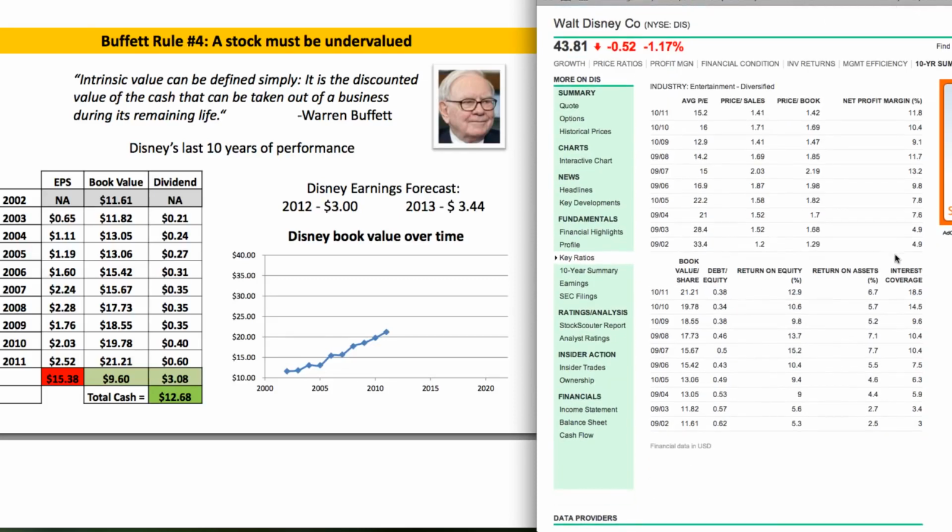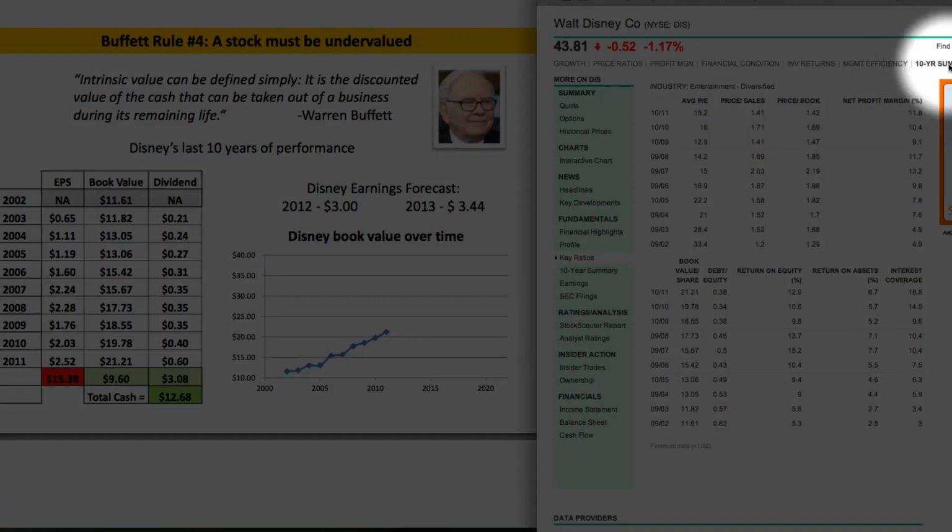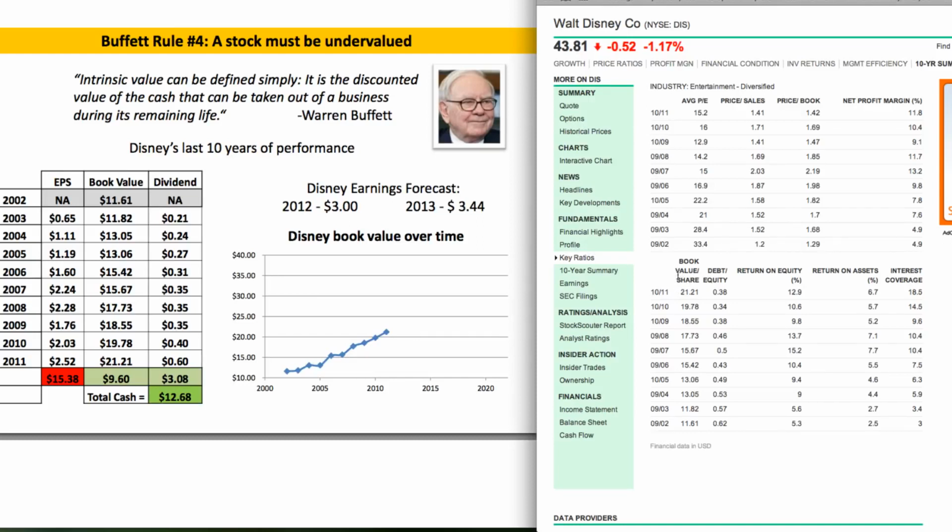So when we get here to the 10-year summary, we clicked on 10-year summary, and we got the book value per share. Okay, and you can see the 11.61 is this number at the top, the 11.82 is the next number, and it keeps going down. And the current book value at the end of 2011 was $21.21.